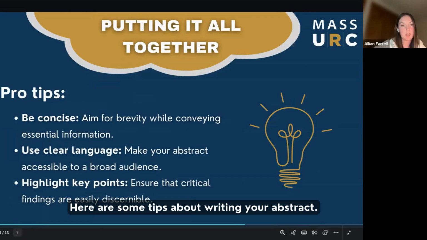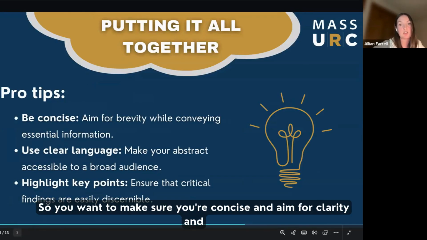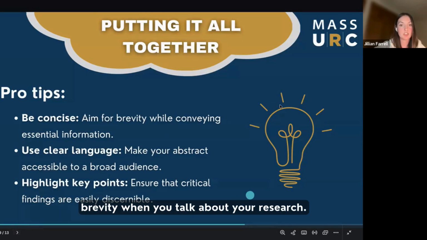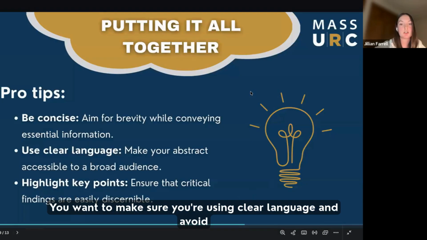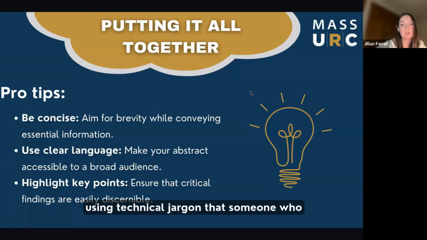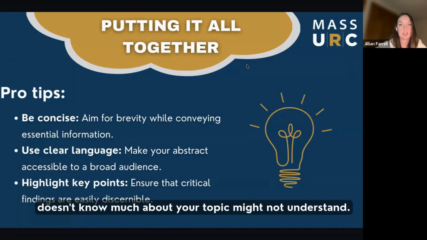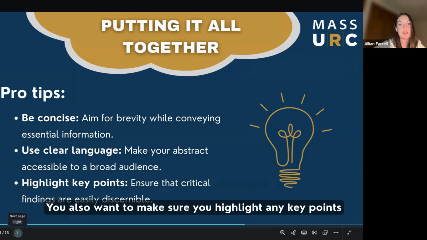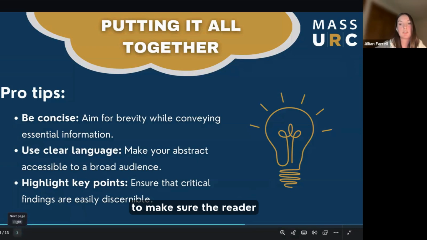Here are some tips about writing your abstract. You want to make sure you're concise and aim for clarity and brevity when you talk about your research. You want to make sure you're using clear language and avoid using technical jargon that someone who doesn't know much about your topic might not understand. You also want to make sure you highlight any key points so the reader understands what's most important about your abstract.